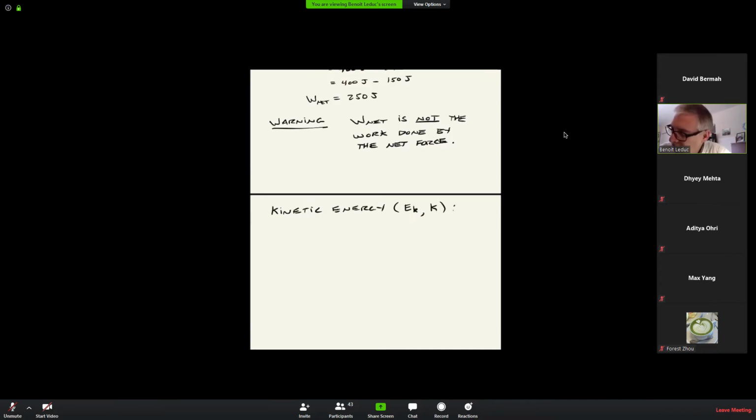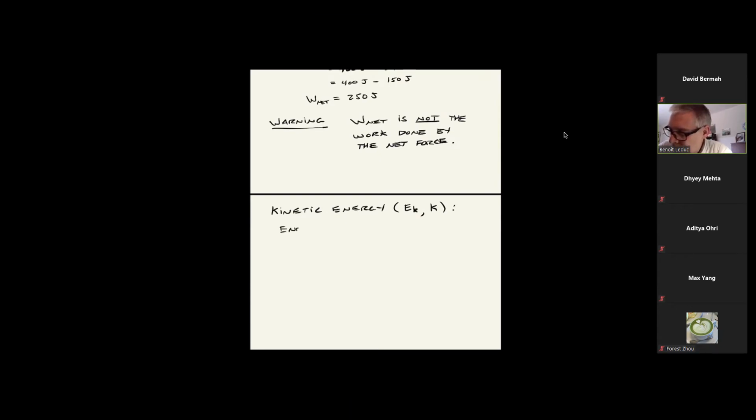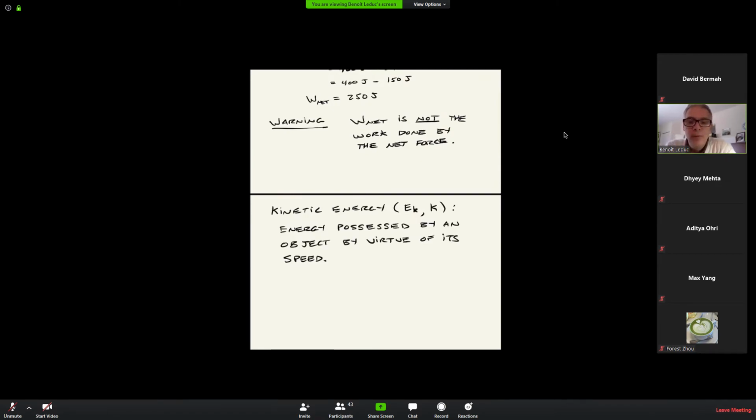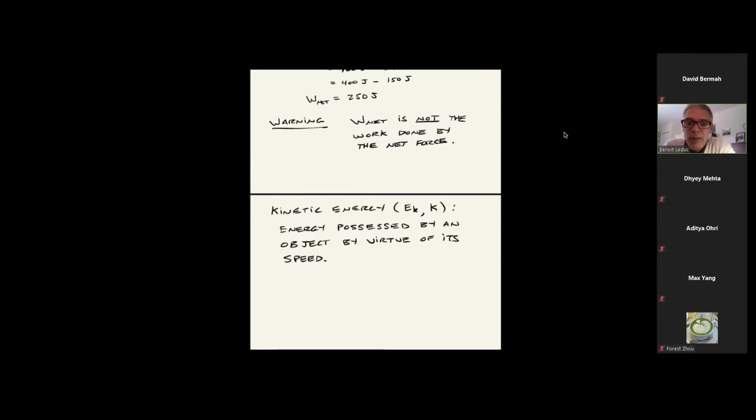All right, so kinetic energy is the energy possessed by an object by virtue of its speed. What does it mean by virtue? Because it has speed, it has kinetic energy. That's it, right?